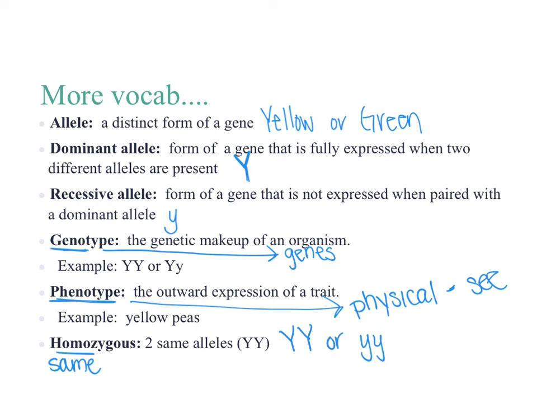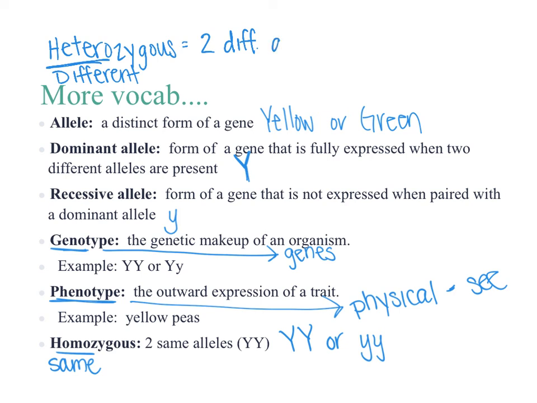And on that note, I don't have heterozygous on here, but let's write it. So another term we can use is heterozygous. Hetero means different. So 2 different alleles. So for a heterozygous pair, that would be a capital Y and a lowercase y. Okay, they're different. We have the yellow and the green.